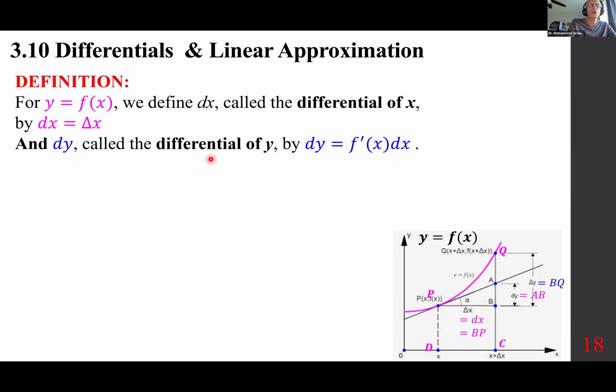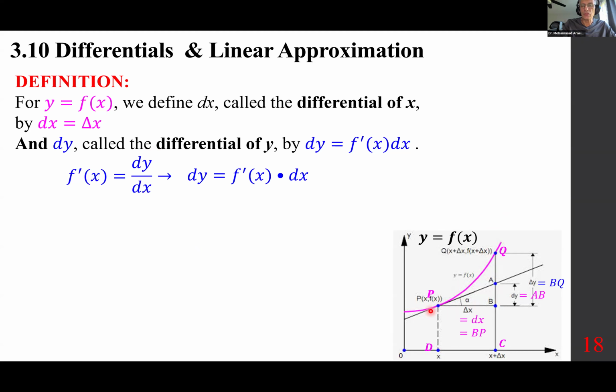And dy, called the differential of y, is defined by dy equals f prime of x dx. I want to remind you that f prime of x is the same as dy/dx, so dy would be the product of the two. That is the definition. As far as graphically what it means, if you look at the curve with 2 points P and Q, we have the run, we have the rise. The run is delta x or dx or BP.